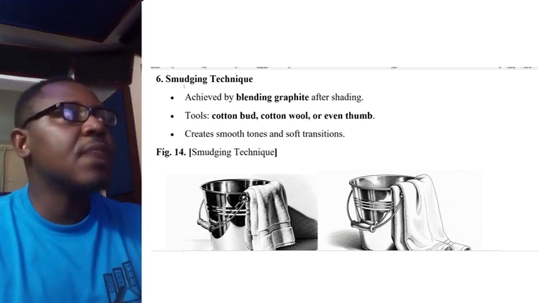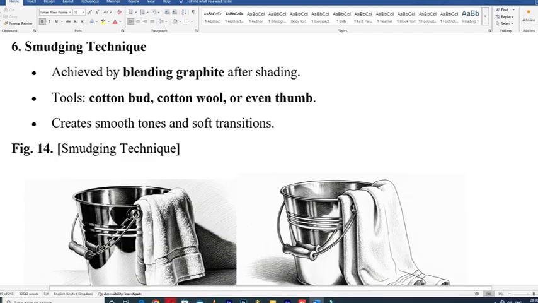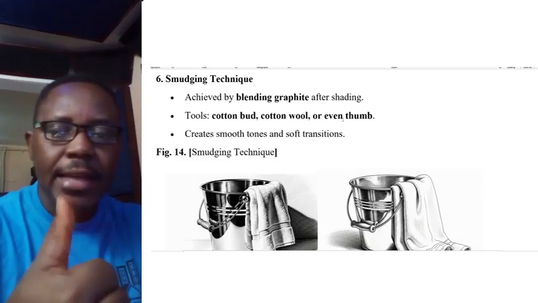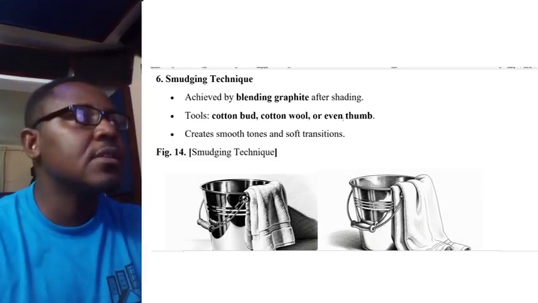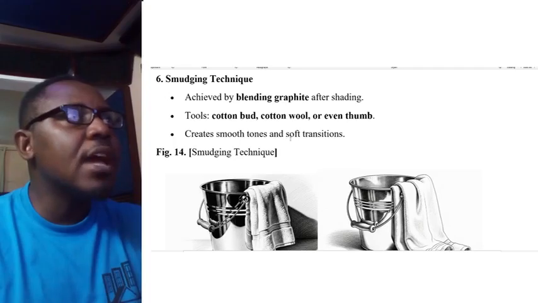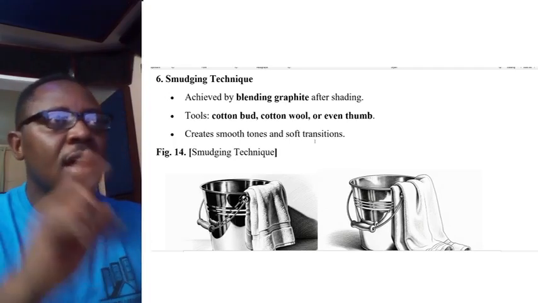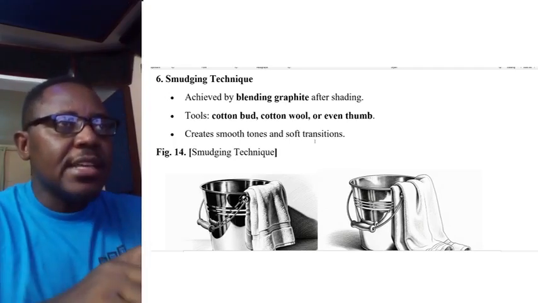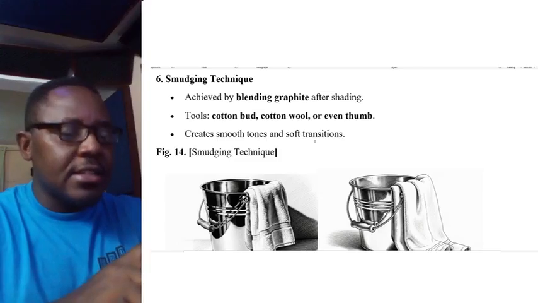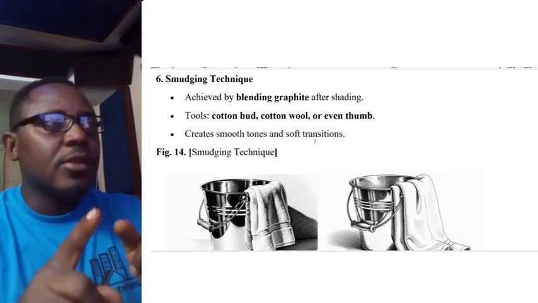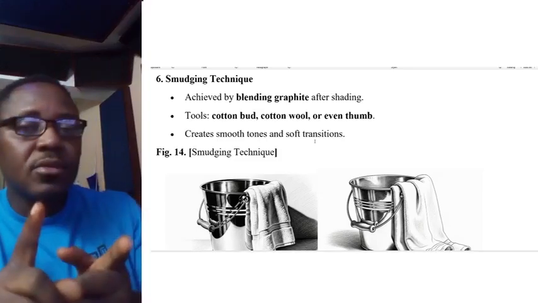Okay, let's talk about smudging. The smudging technique is achieved by blending graphite after shading. I've explained that already. You can use cotton board or cotton wool or even your thumb. I think I did that in the practical class, so you saw it. It creates smooth tones and soft transitions. What they mean is that you can't easily see where the transition from the middle tone to the dark tone or to the light tone is.